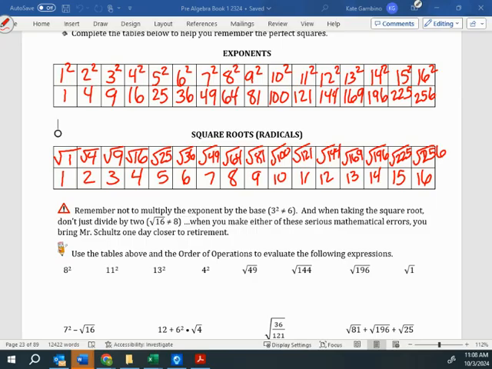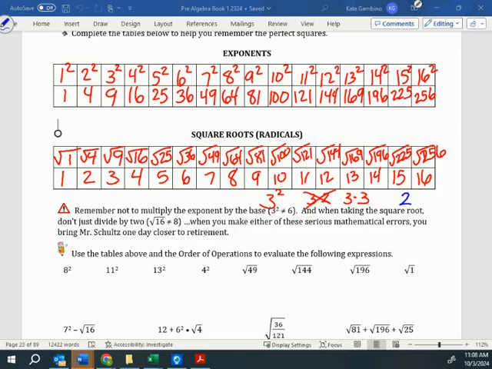Remember not to multiply the exponent by the base. If we look at that, 3, the big number, is the base. Your exponent is that little number. That is not 3 times 2. It is 3 times 3, because there's a 2 there. We're multiplying that 3 by itself. So we see the 2 3s.